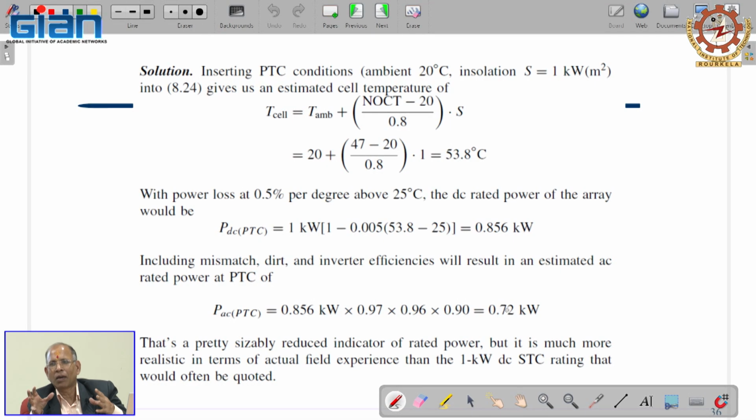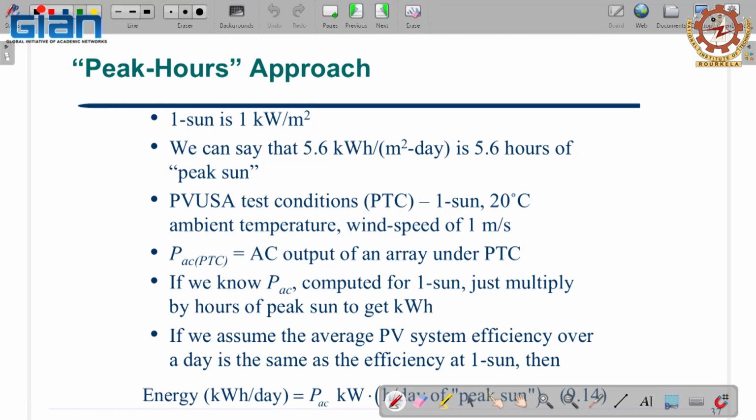So when it is the perfect condition, then it is delivering 1 kilowatt. When you take it on the rooftop, at 50 degrees, 20% is directly gone. So you can see that 30 to 40%, something like that, will be the drop in the power. So we talked a little bit about the PTC, etc.